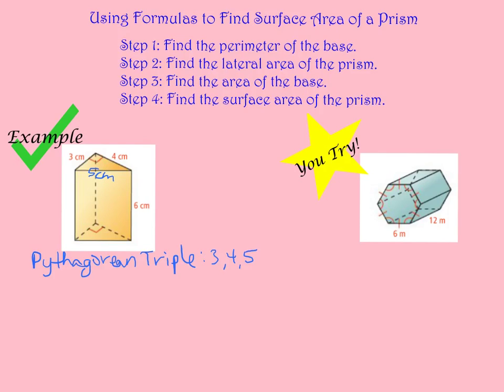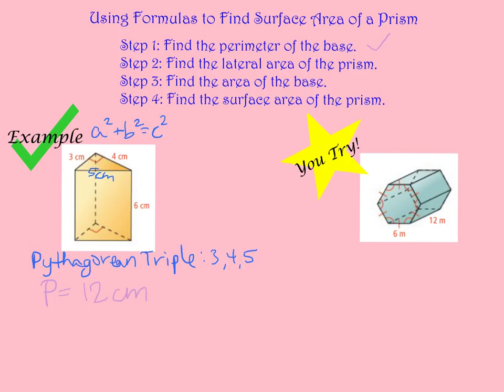Now, if you didn't know that Pythagorean triple, you could just use the Pythagorean theorem, a squared plus b squared equals c squared. When you plug in, you will calculate that that third side is 5 centimeters. So now my perimeter is just going to be 3 plus 4 plus 5. So 3 plus 4, 7, and 5, 12. I get 12 centimeters as my perimeter. So that's step 1, check.